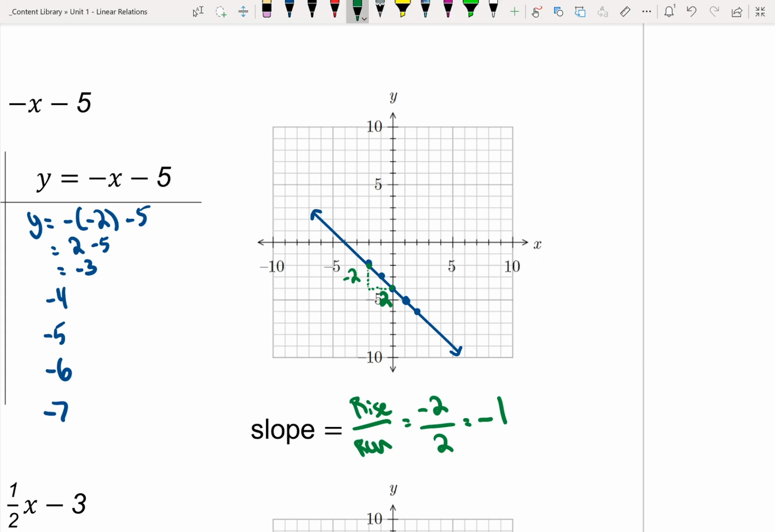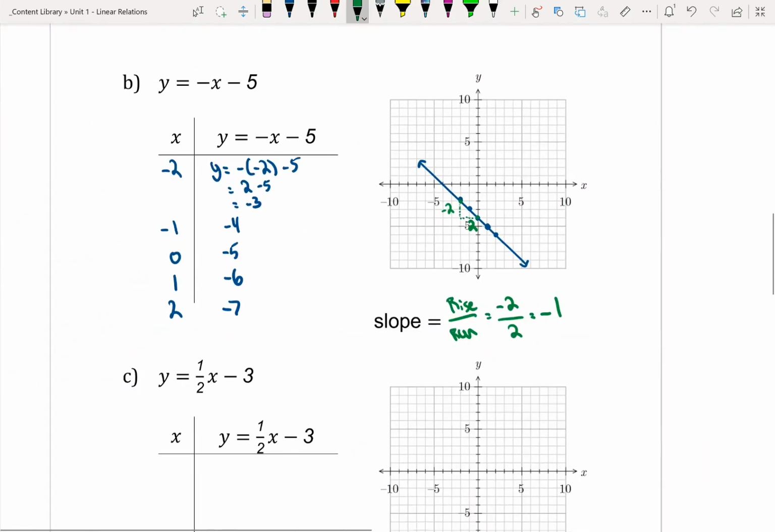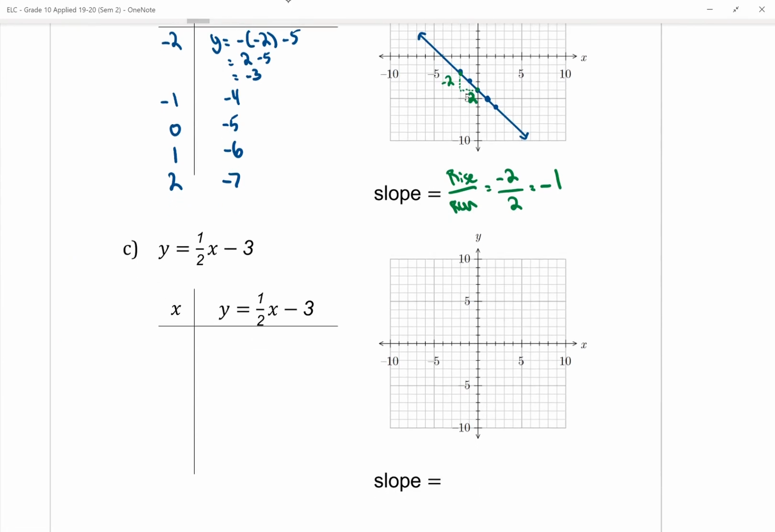Again, it doesn't matter which 2 points you use, and it doesn't matter which direction you go. Because if I go from the bottom point left, that means the run would be negative, but then I go up, which means the rise would be positive. Either way, I still end up with the same answer. So it doesn't matter which ones you go through, as long as you're going in the same direction from one point to another.